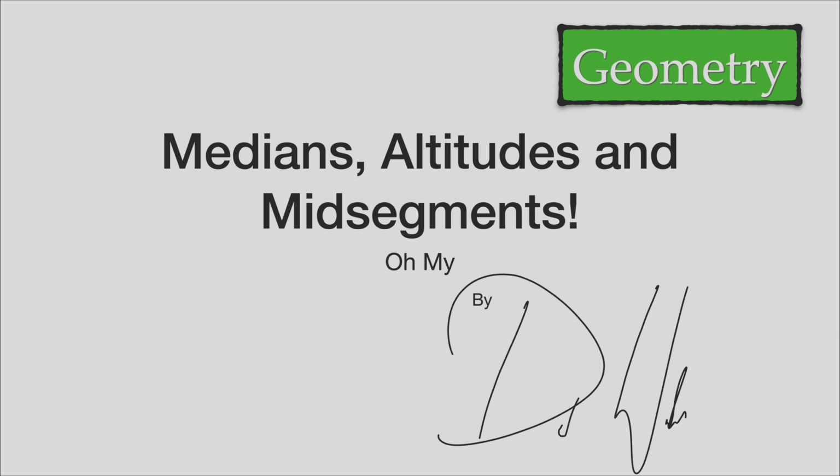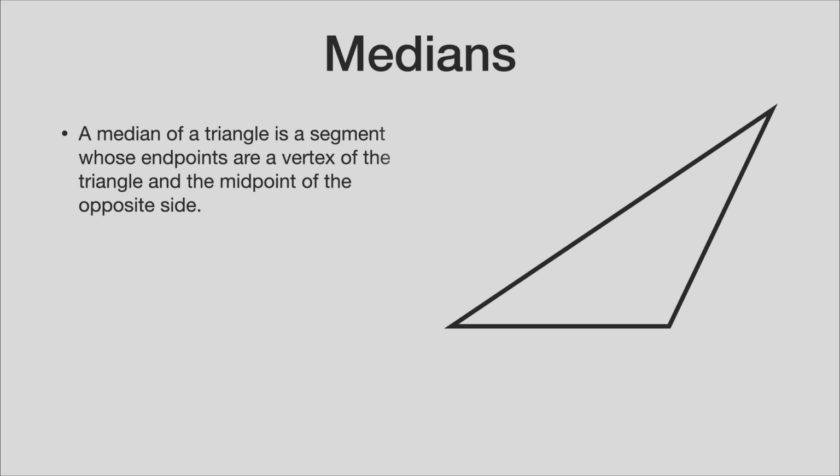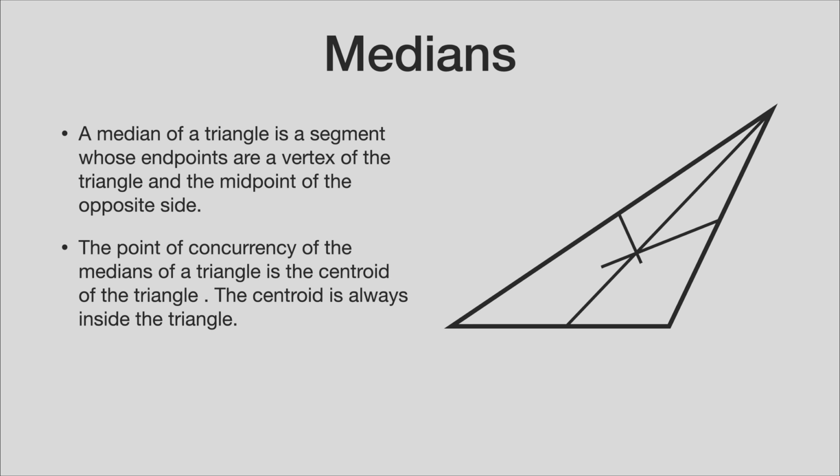All right, so we're going to talk today about medians, altitudes, and mid-segments. So let's get started. First, let's talk about medians. What is a median, you might ask? Well, a median of a triangle is a segment whose endpoints are the vertex of a triangle, or the top point, and the midpoint of the opposite side. The point of concurrency of the medians of a triangle is what we call the centroid of a triangle.